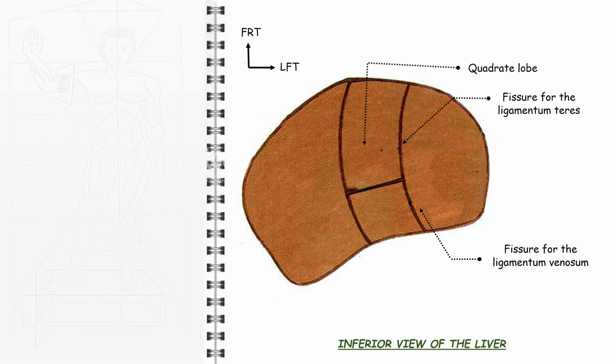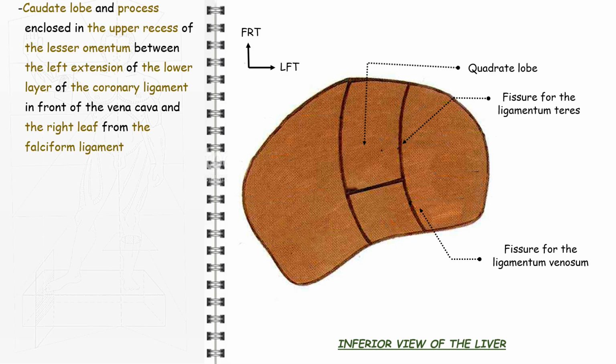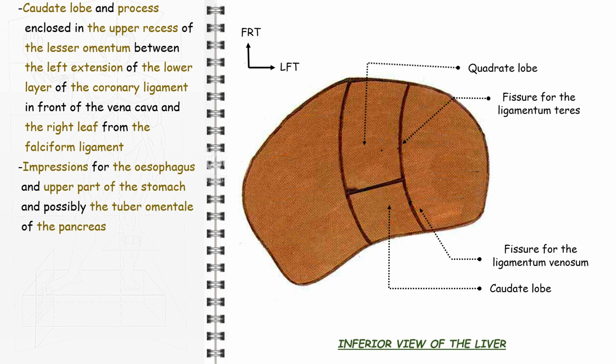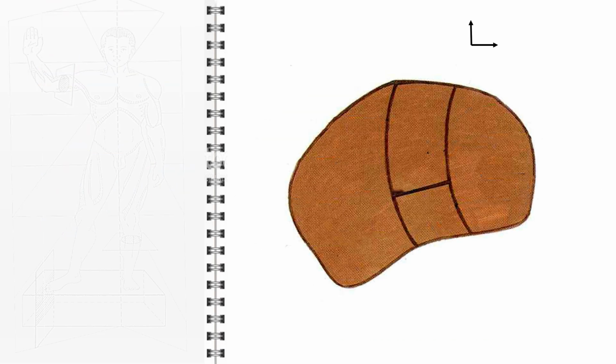The caudate lobe and its process are enclosed in the upper recess of the lesser omentum between the left extension of the lower layer of the coronary ligament in front of the vena cava and the right leaf from the falciform ligament, and the impressions for the esophagus and upper part of the stomach as well as possibly the tuber omentale of the pancreas. The inferior surface is the visceral surface of the liver.